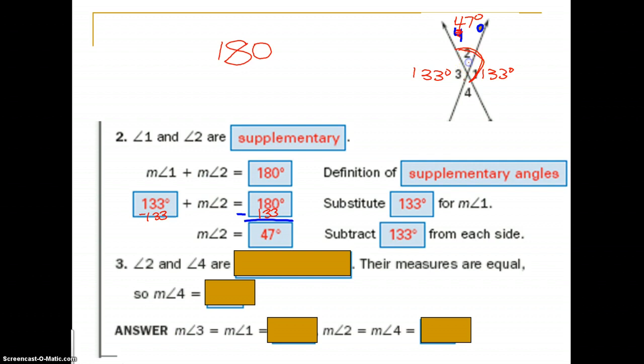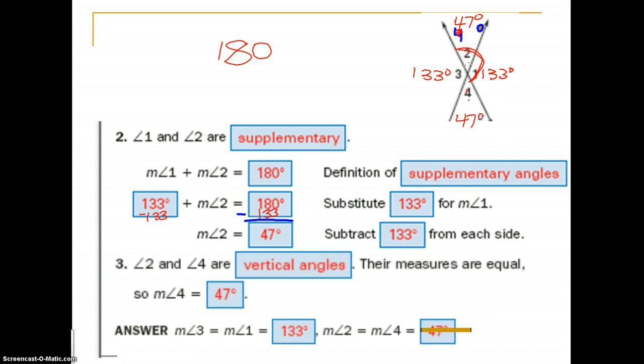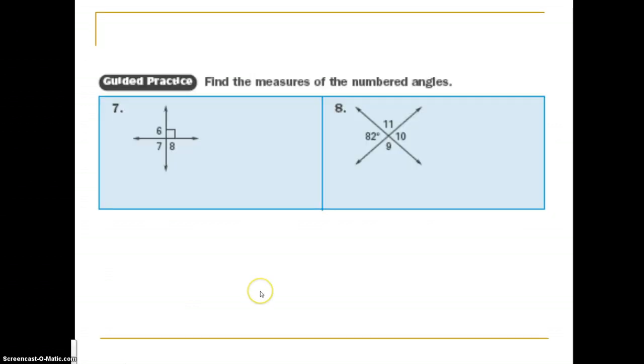Well, look at 2 and 4. 2 and 4 are opposite angles. They are vertical angles. So the measure of angle 4 is 47 degrees. Once you know one angle, you should be able to identify all the rest of the numbered angles. Remember that one of them is already done for you, so the rest of them should follow when you use your knowledge of complementary, supplementary, and vertical angles.